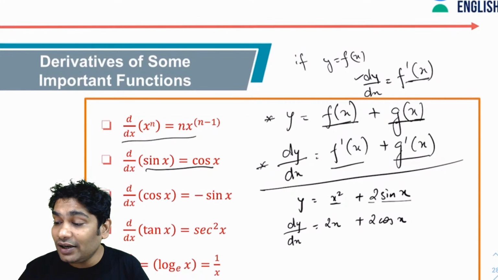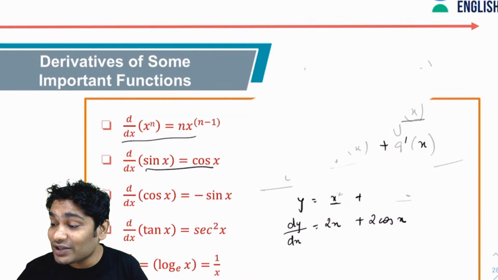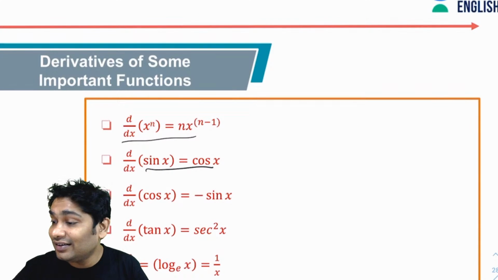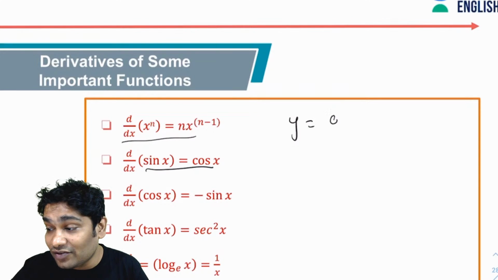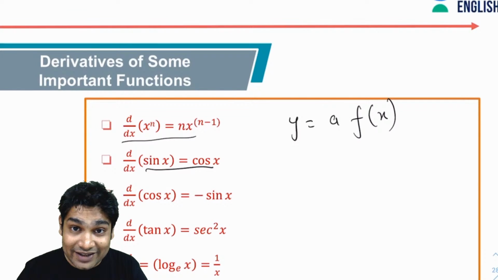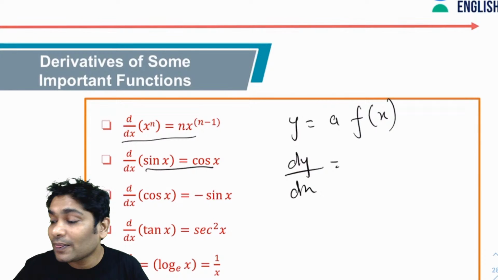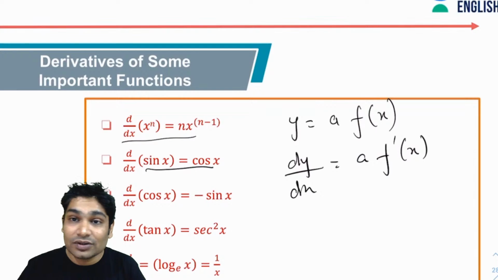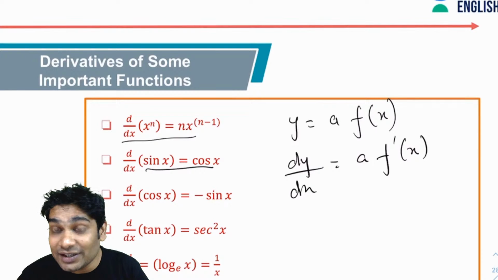Similarly, as you can notice, something we have already been using: if you have a function y equals a times f(x), where a is a fixed number, then dy by dx in such a case becomes a times f dash x. So remember this. We already used this right now. So you can remember this also.